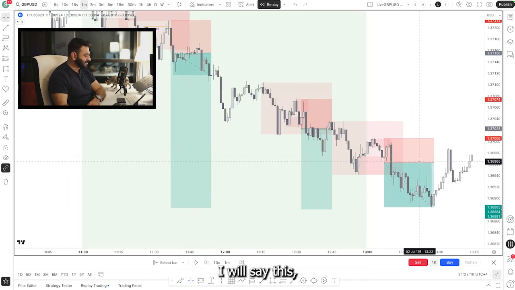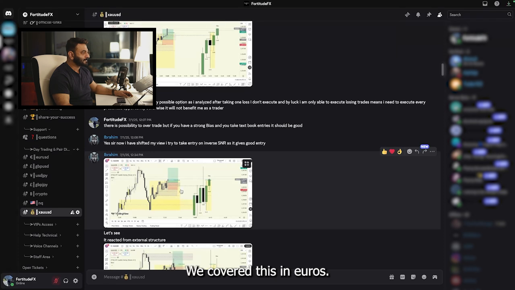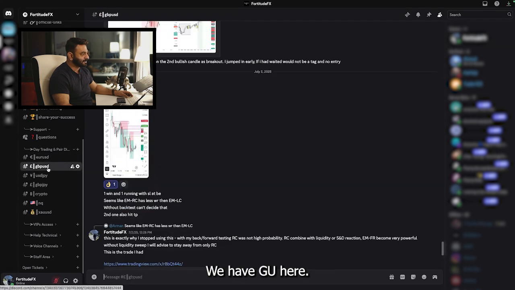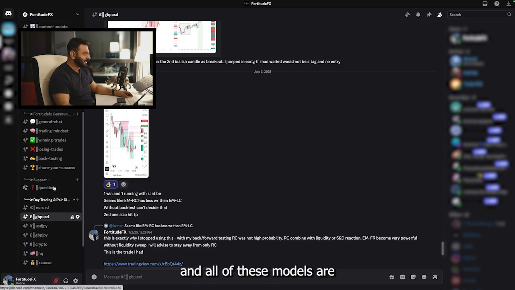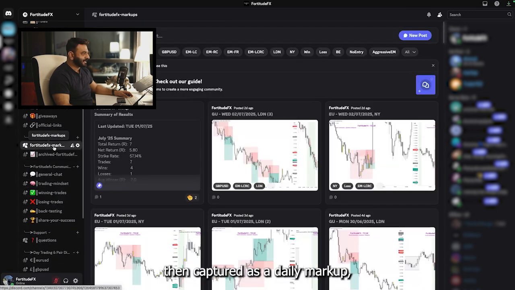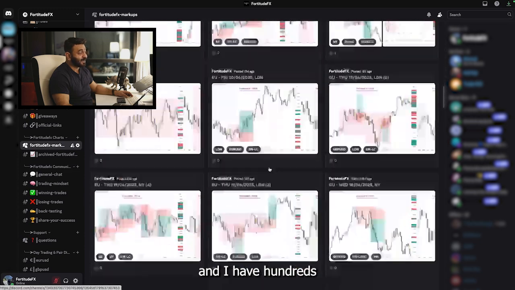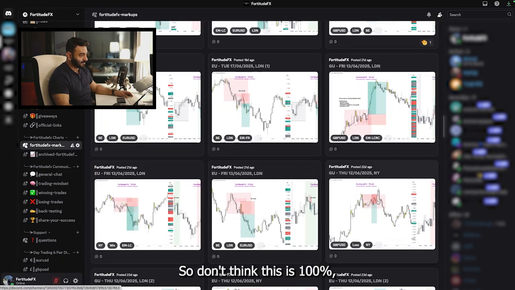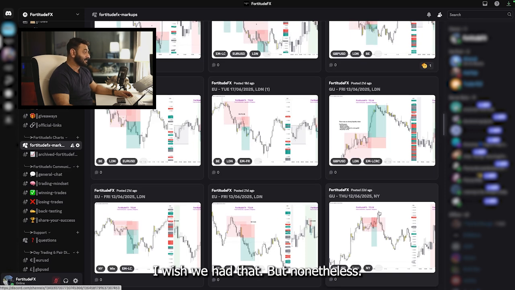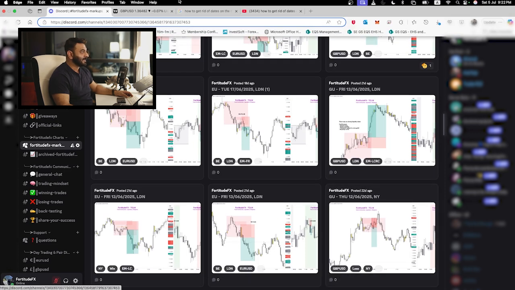Again, I will say this, we cover all of these markups in my Discord. I will take you back to it again one more time. We cover this in euros, we have GU here, we have not much activity over here, but EU and GU quite a bit, and then gold. And all of these models are then captured as a daily markup, and I have hundreds and hundreds of markups that I put down here, right? And there are losers as well. So don't think this is a 100% winning strategy. I wish we had that, but nonetheless.